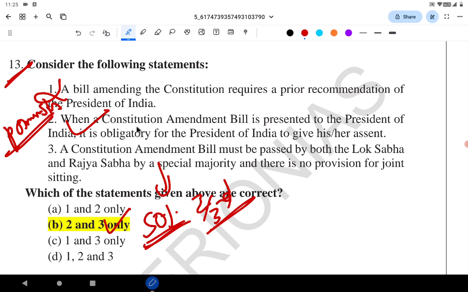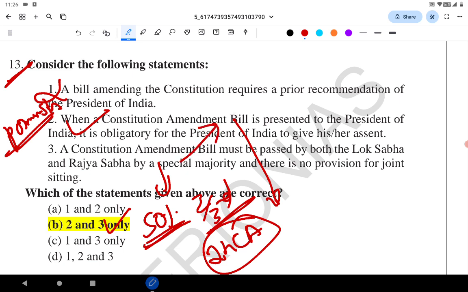And this constitutional amendment bill, that is the 24th constitutional amendment, deals with the constitutional amendment bill, which says it's mandatory for the president to give the assent. And again, this comparison between the power of Rajya Sabha and Lok Sabha is another favorite area of UPSC. Whenever possible, they form a question in this way, comparing the powers of Rajya Sabha and Lok Sabha.